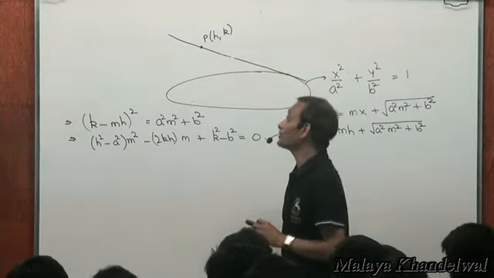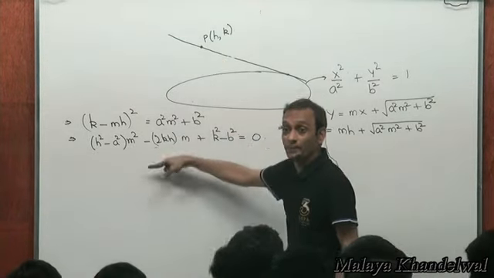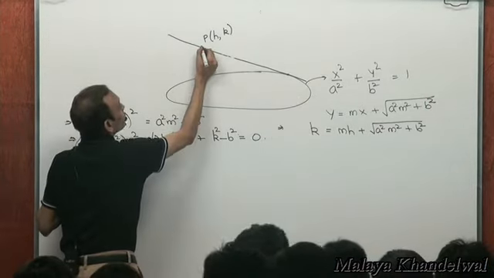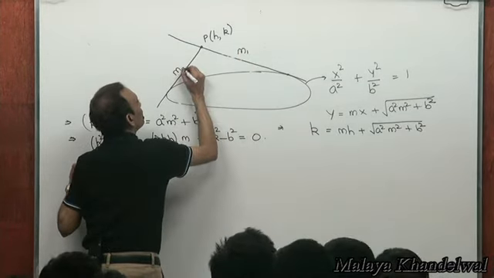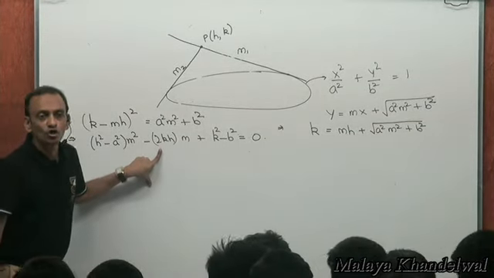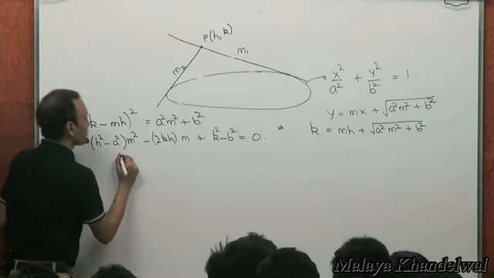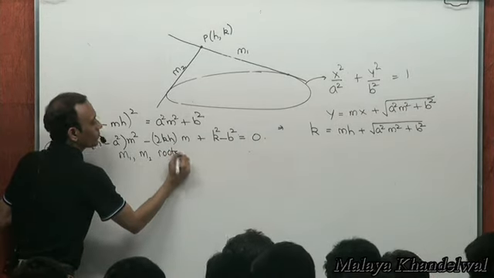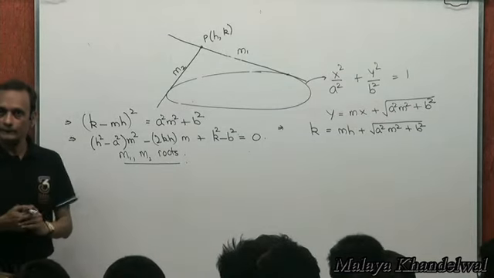Quadratic in m, meaning what? In general, two tangents could be drawn from a point h, k to the ellipse because there are two slopes. That means one tangent would be this, the other this, one of slope m1, the other of slope m2, from a point h, k to the ellipse, where m1 and m2 would be the roots of this equation, right?